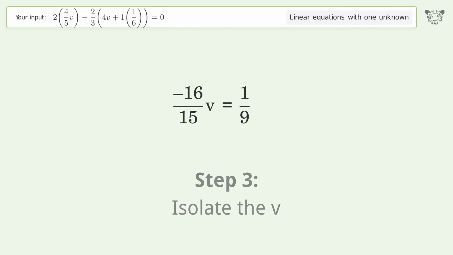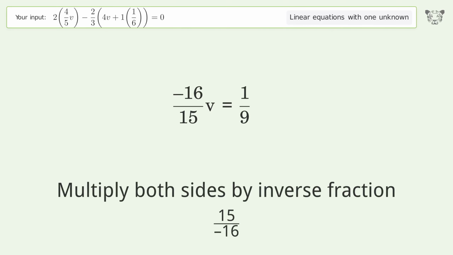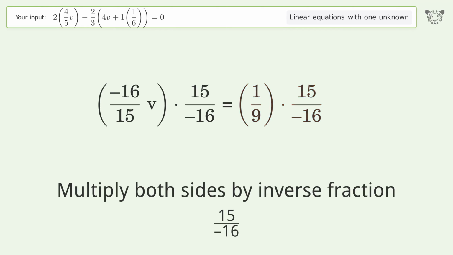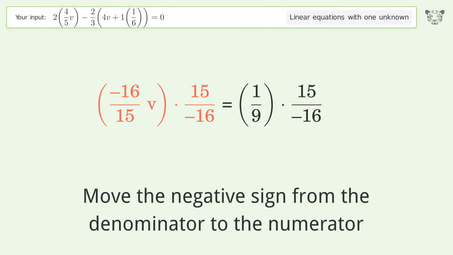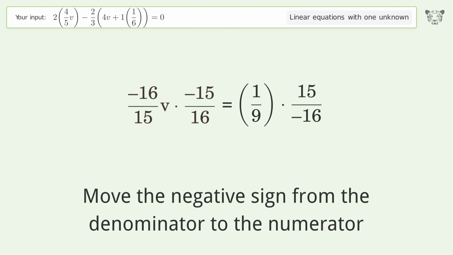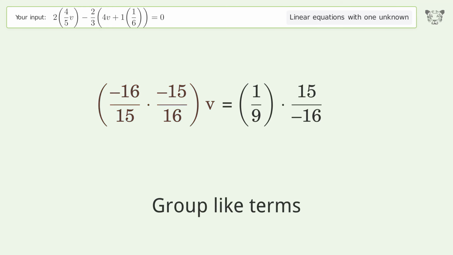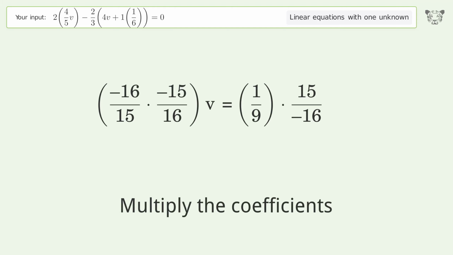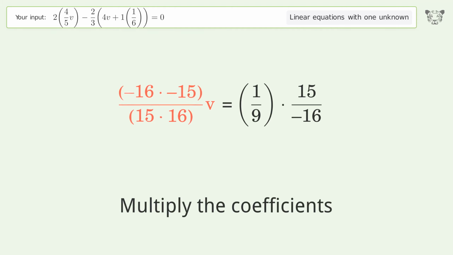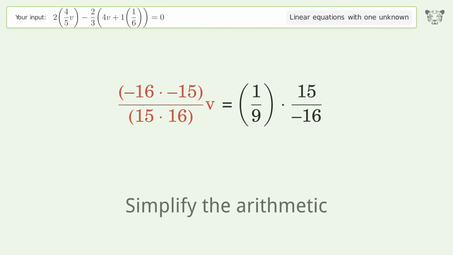Isolate the v. Multiply both sides by inverse fraction 15/-16. Move the negative sign from the denominator to the numerator. Group like terms. Multiply the coefficients. Simplify the arithmetic.